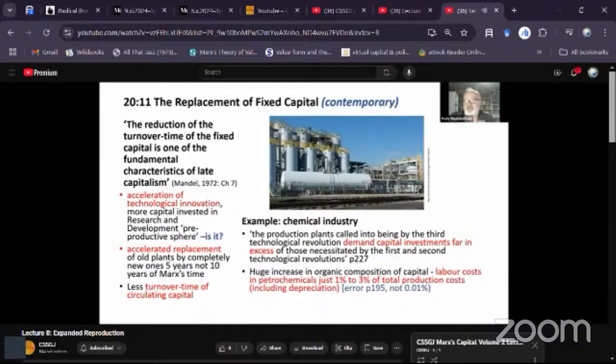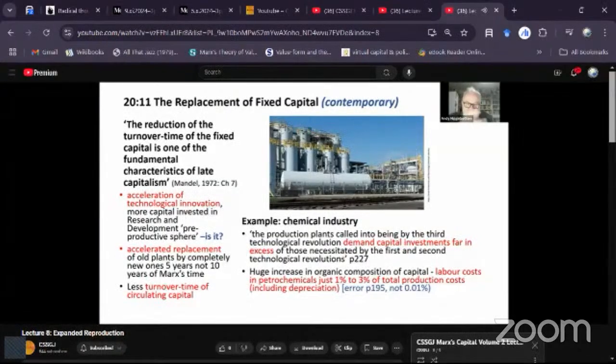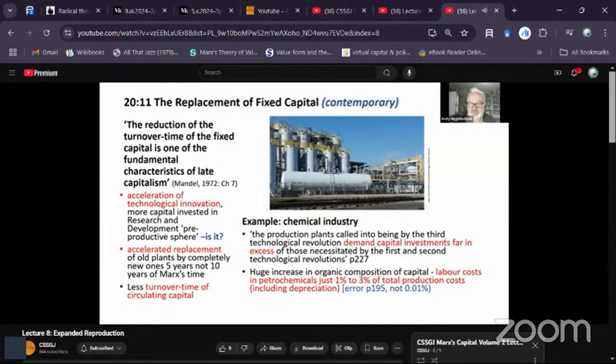Now, in his case, it is an interesting one, and I've been looking at the petrochemical industry just because of the influence of Adam Hanieh's book on what I've been looking at. But in the petrochemical industry in the 60s, costs which went to labor were between 1% and 3%. So in other words, the organic composition of capital was up to 97 to 99% constant capital, fixed and circulating.